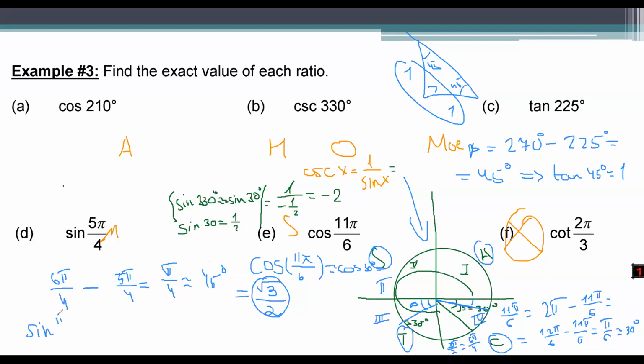basically sine of 5 pi over 4 is equivalent to negative sine of 45 degrees. And sine of 45 degrees is 1 over square root of 2, but minus, we're going to put it in front of the fraction. So this answer for D is going to be negative 1 over square root of 2.